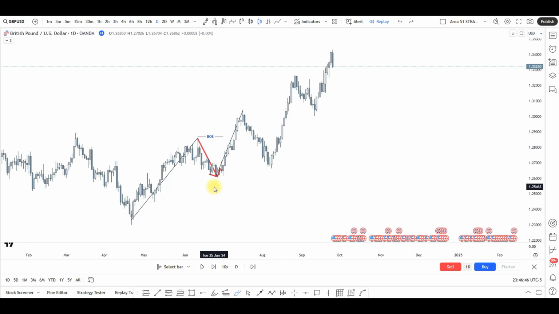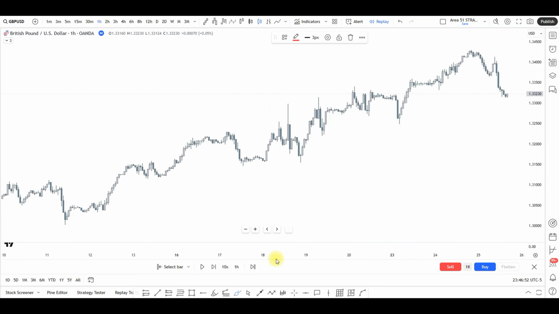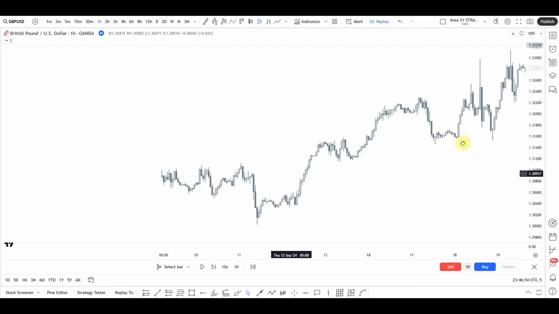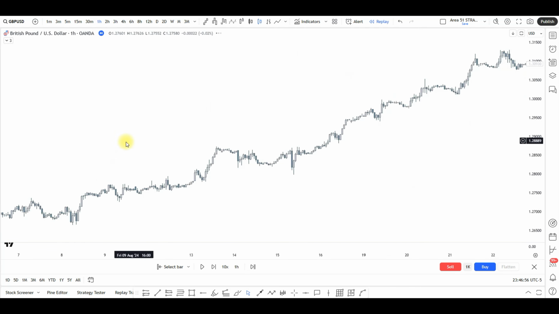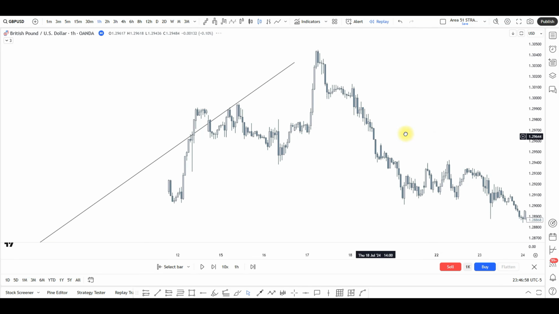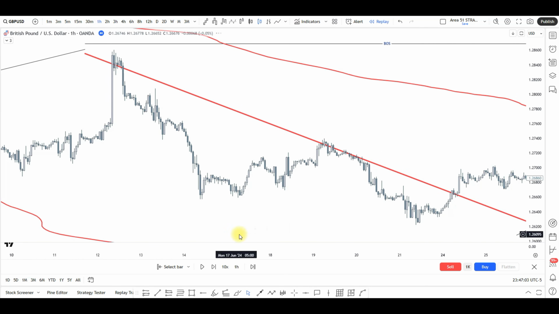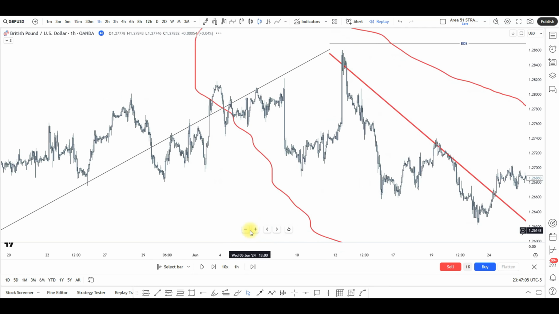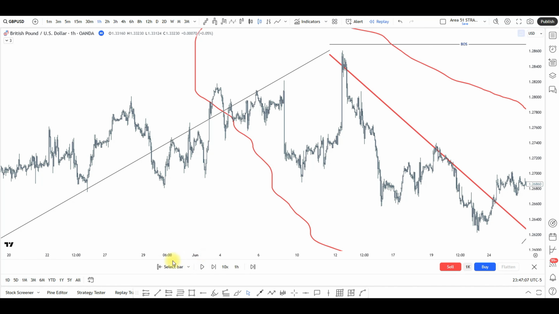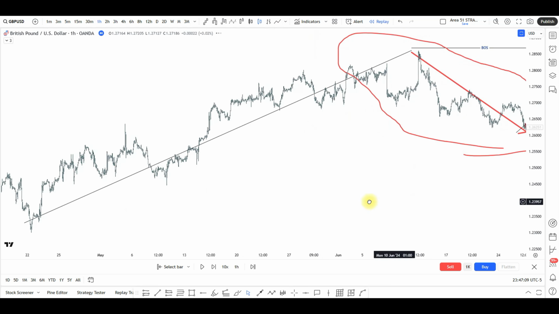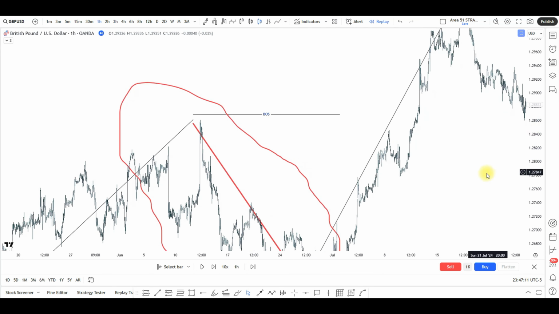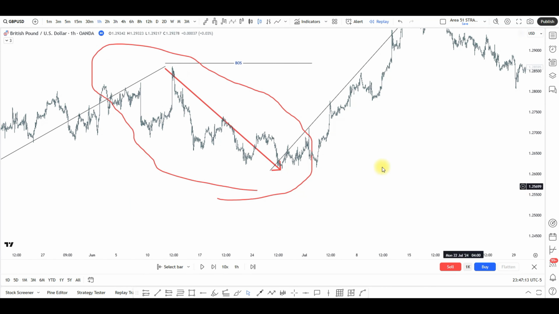Let me go ahead and mark this real quick. This corrective move. Go to the 1 hour time frame. If you go to the 1 hour time frame, the small corrective move that you saw on the higher time frame, on the daily time frame, will look like a big downtrend, when this is not in reality a downtrend. Look at this, how small it was on the high time frame on the daily.